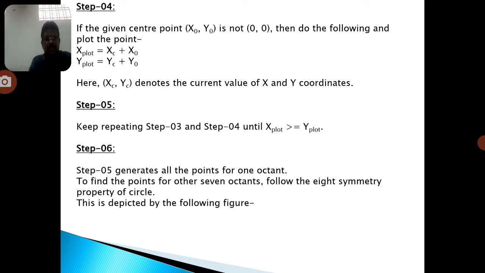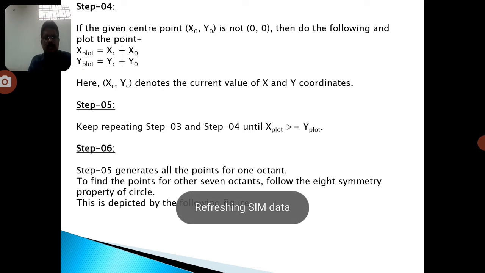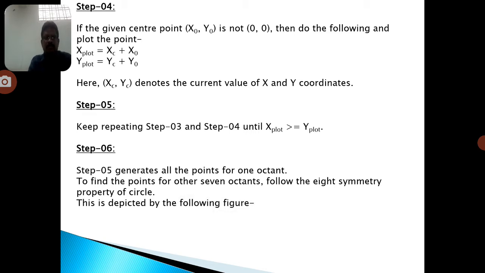So it is very clear, if the given center parameters are not 0, 0, then we can find the x plot value and the y plot value. Here x0, y0 denotes the current value, and xk+1, yk+1 is the next value. We can repeat this step until x plot is greater than or approximately equal to the y plot.